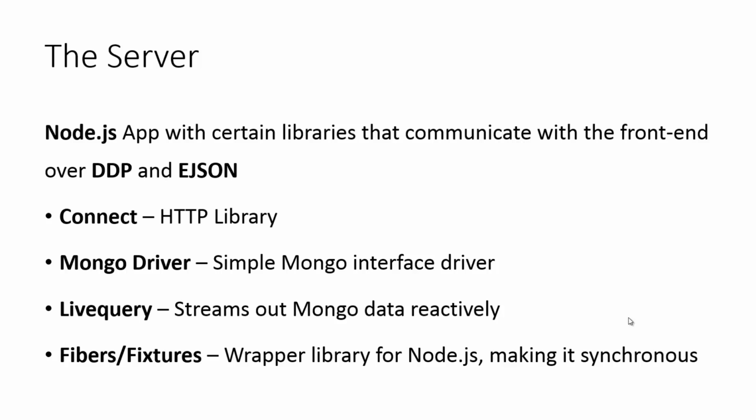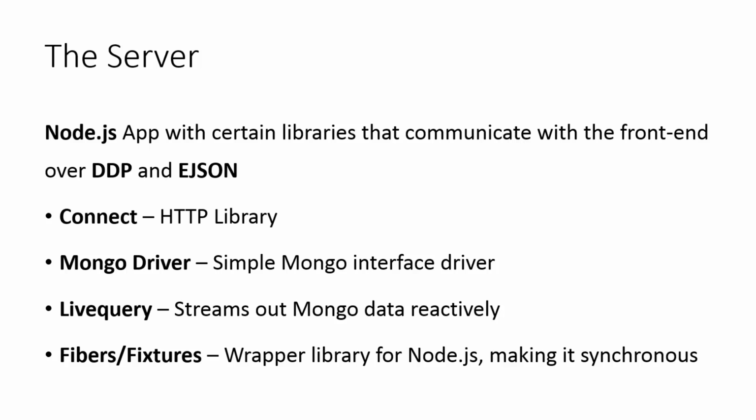So this is what the server basically consists of. It's a Node.js app with certain libraries that communicate with the front end over DDP and EJSON. DDP stands for Distributed Data Protocol, which is a simple protocol for fetching structured data from a server, and it receives live updates when that data changes. And then EJSON is just an extension of JSON with some additional data types.